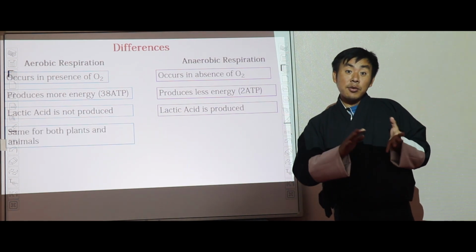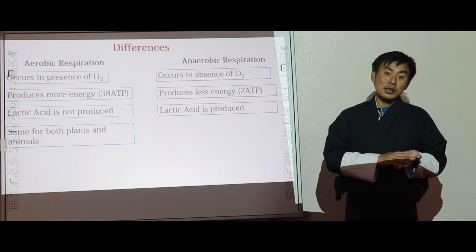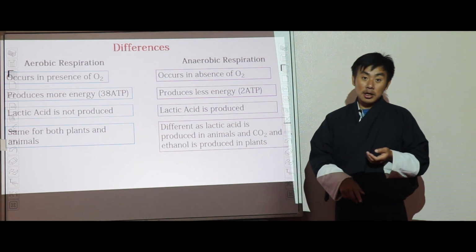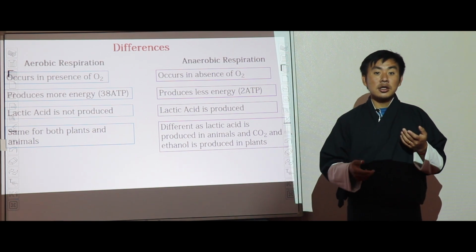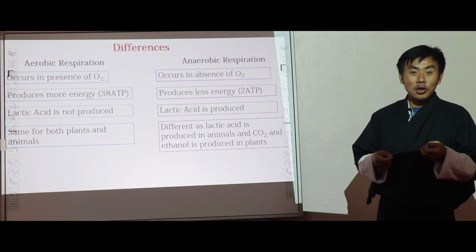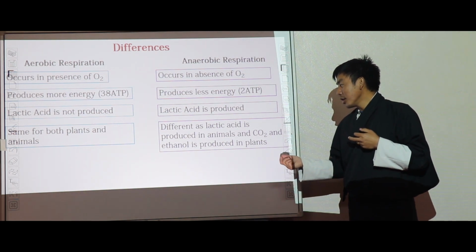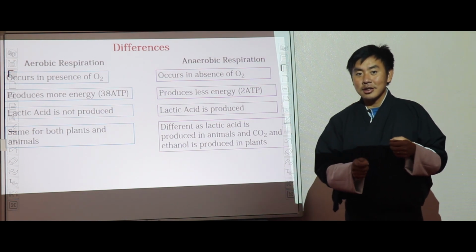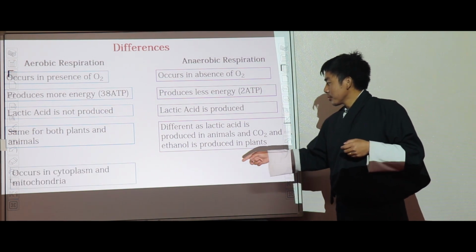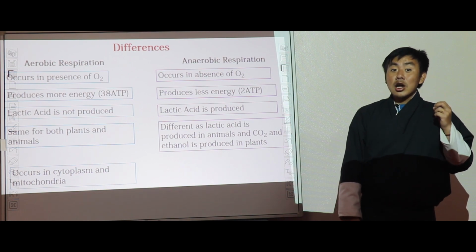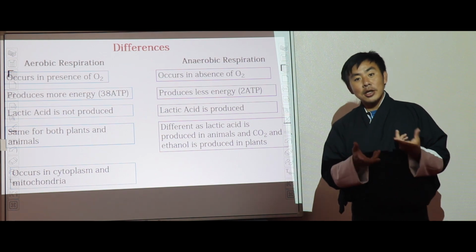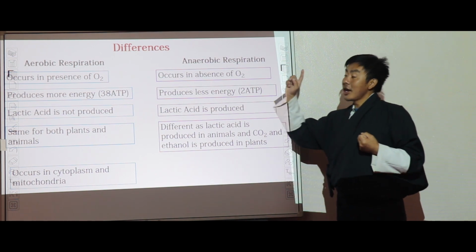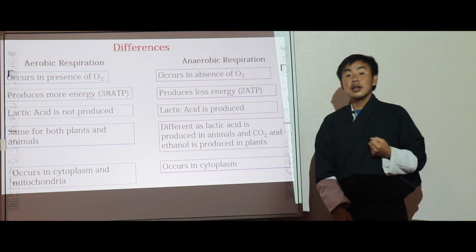Aerobic respiration is the same for both plants as well as animals, whereas anaerobic respiration is different for plants and animals. In plants, it produces ethanol and carbon dioxide, whereas in animals, it just produces lactic acid. And aerobic respiration occurs both in the cytoplasm as well as mitochondria, whereas anaerobic respiration occurs only in the cytoplasm.